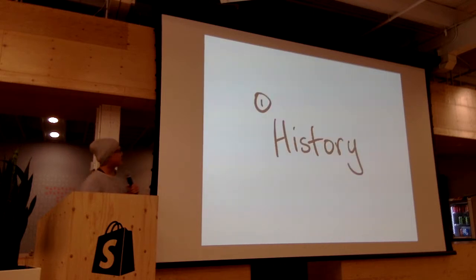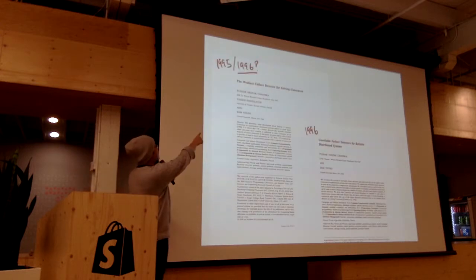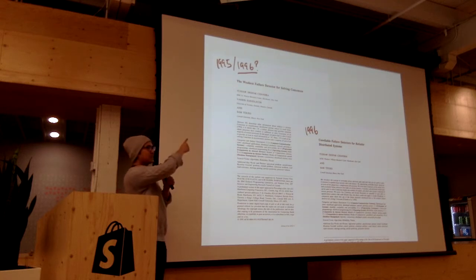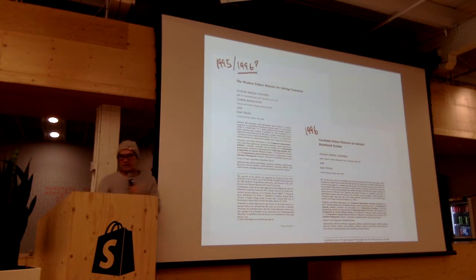So part of the history starts with the original paper itself. Weakest failure detectors are solving consensus, and a companion paper, Unreliable Failure Detectors for Reliable Distributed Systems. It's 1995, 1996 there because I found multiple copies with different dates, but on ACM it's 1996 for both copies. So these were the seminal papers that described weakest failure detectors in distributed systems.